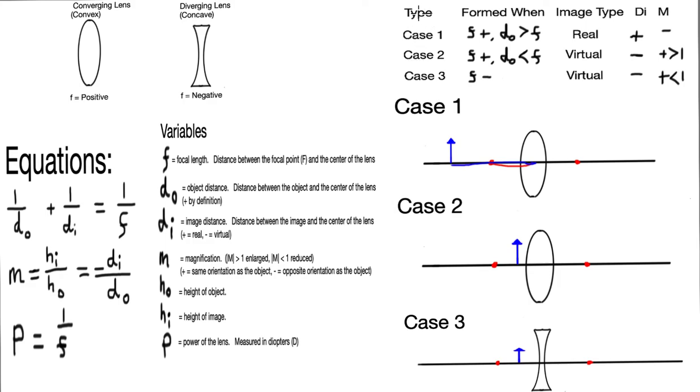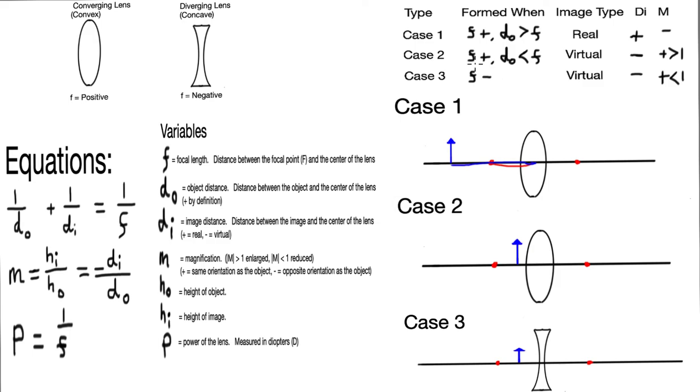Over here on the top right of the screen, there are 3 different cases which are important to know and which will cover any lens. In any lens problem, there are only 3 cases that could happen. In case number 1, we have a positive focal length. As I said at the beginning, if the focal length is positive, it has to be a converging lens. So we have a converging lens, and the object is farther away than the focal length, which is right here.